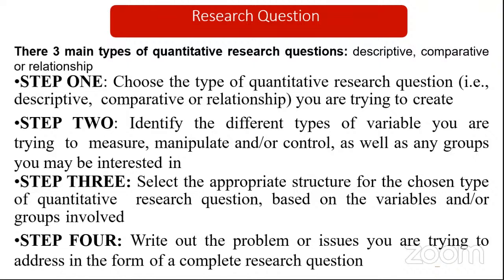Are you choosing descriptive, comparative, or relational? Now we'll talk more about what descriptive entails, what comparative entails, and what relational entails. The second step is to identify the different variables. You see, while we are still reviewing concepts, we're already applying some of what we know. We talked about the population, variables and the levels of measurement, and now we are saying you need to identify the different types of variables you are trying to measure, manipulate, or control, and any group that you are interested in, which means the population.